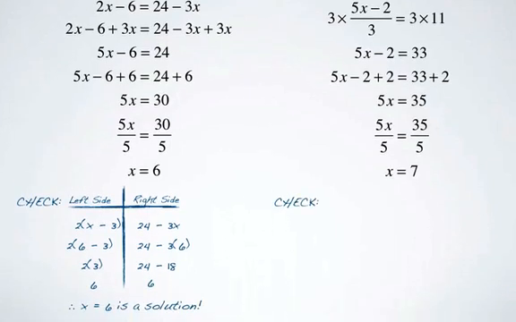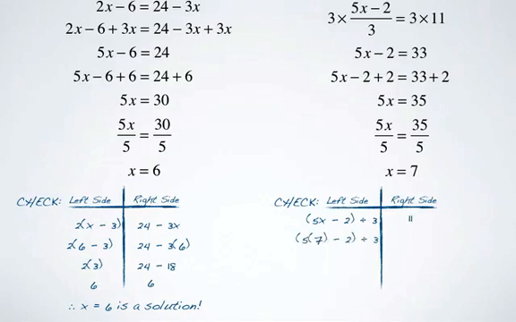Check our answer. The left side is 5x subtract 2, divided by 3, the right side is 11. 5 times 7 subtract 2, divided by 3. 35 subtract 2, divided by 3. 33 divided by 3 is 11. The left side equals the right side, so x equal to 7 is a solution.